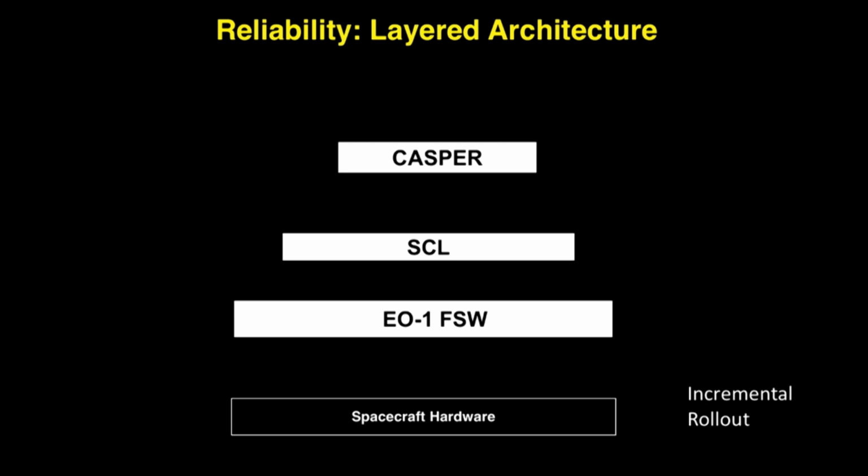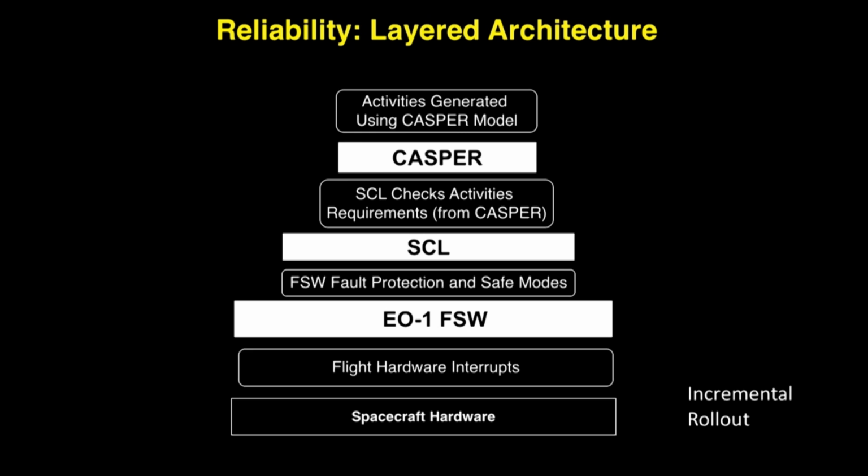In order to get reliability, we had to have a layered architecture. And so we actually had a planner, we had an execution piece, we had the base flight software, and all of these worked together. So if one area didn't catch a problem, it was caught at a lower level, and this, in the end, made for a much more reliable system. We also rolled out this system incrementally in order to make sure that it would work reliably, because the spacecraft is a very expensive asset.